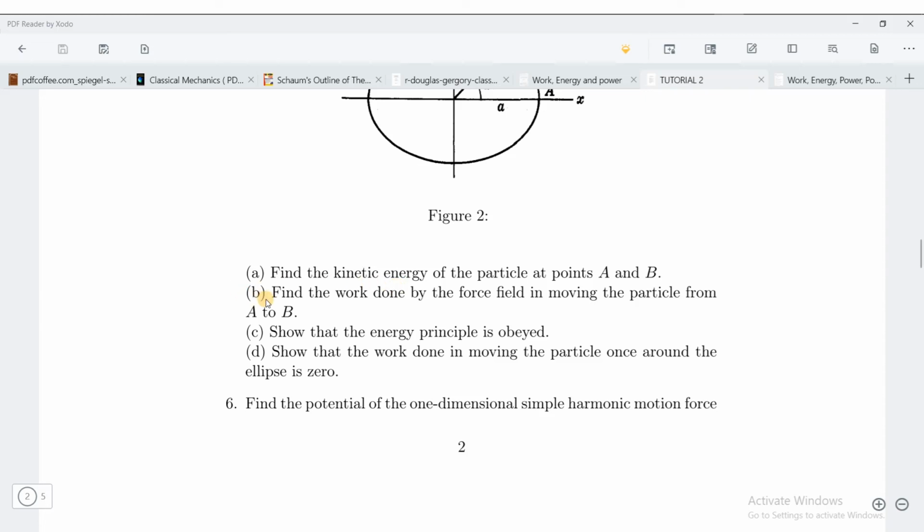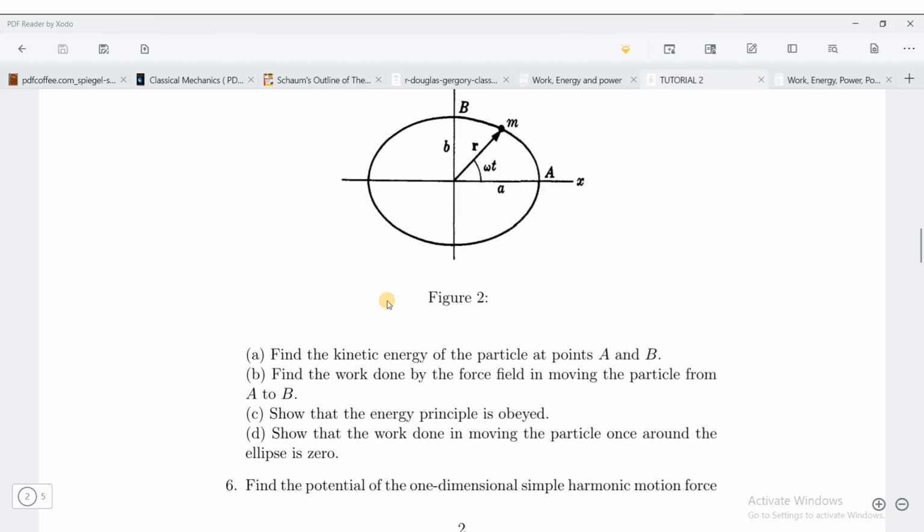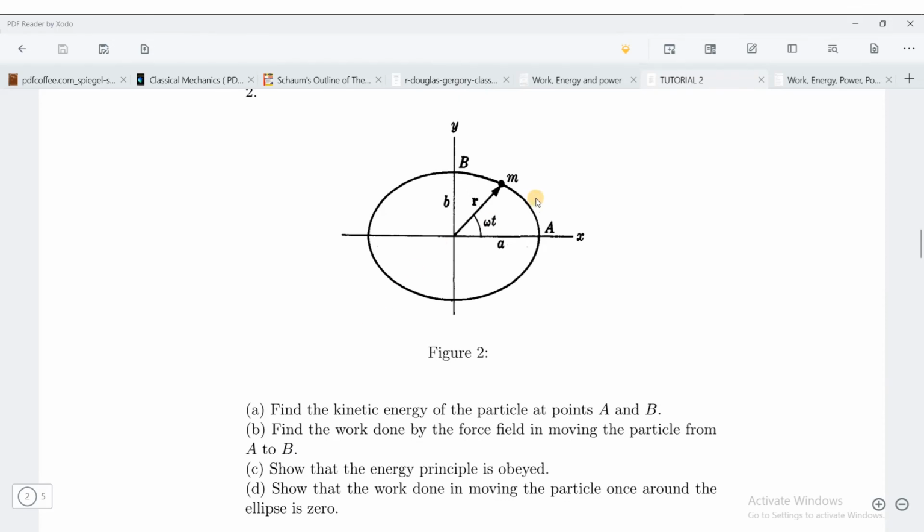Part B is just saying find the work done by the force field in moving the particle from A to B. The work done now is what we're calculating. Alright, so I'll see you in the next video for this part B.